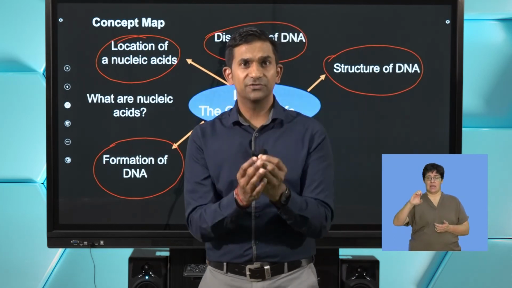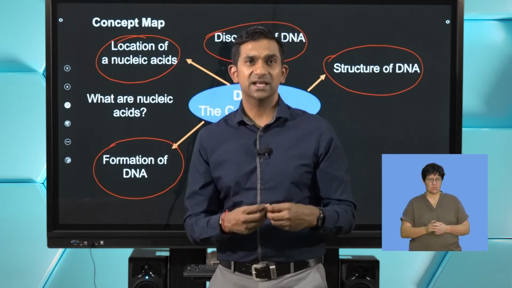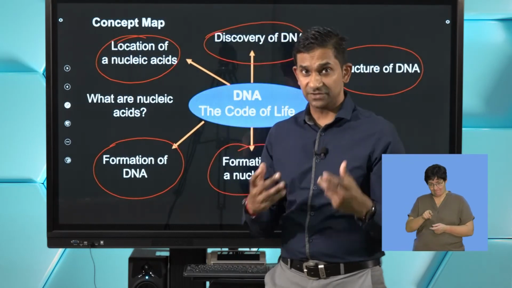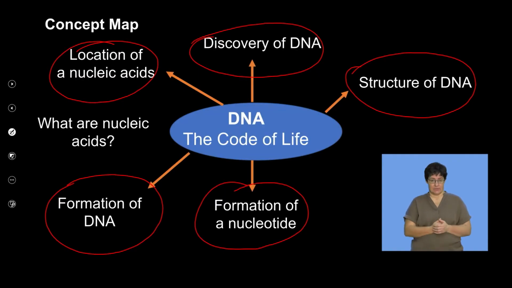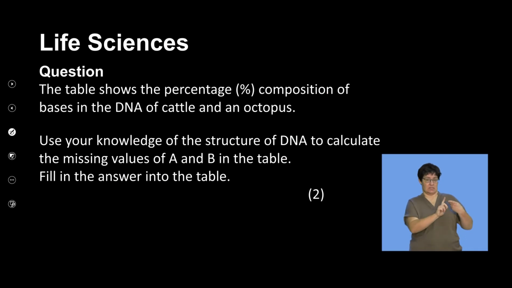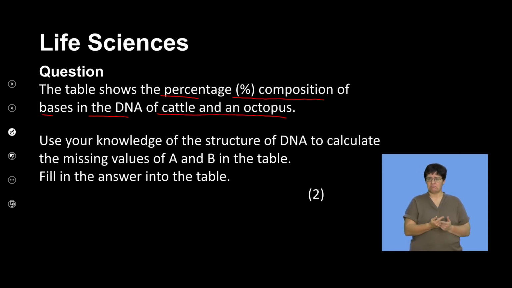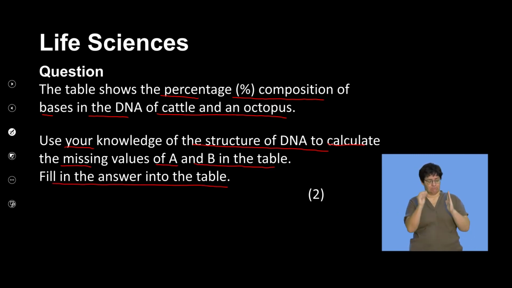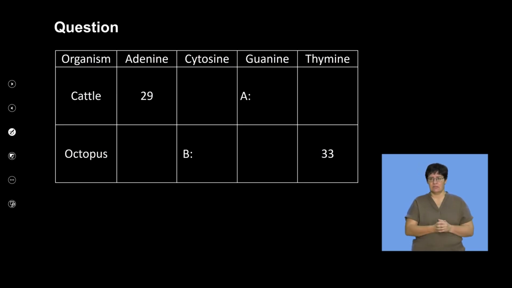Now let's use all of that and try to apply it to understanding how it is tested in the context of different questions. So the first question: the table shows the percentage composition of bases in the DNA of cattle and an octopus. We've got to use our knowledge of the structure of DNA to calculate the missing values of A and B in the table. Fill in the answers into the table. So I've got the table on the next page. I'm going to very quickly go to that table, and we can go back to the question.